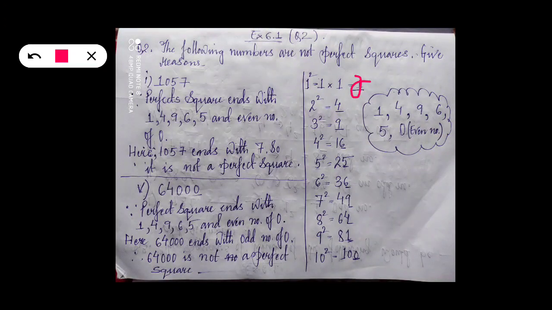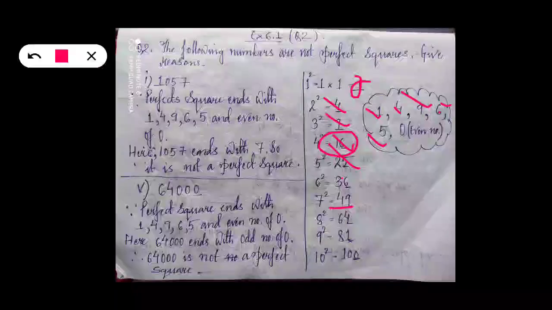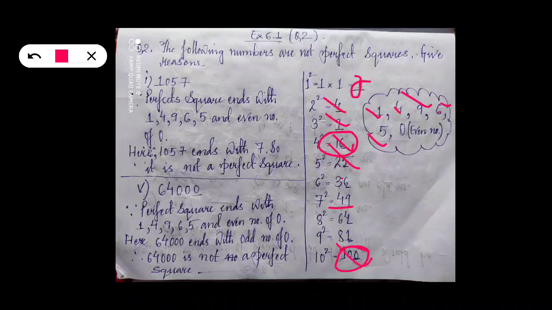This is 1 only, so we'll write 1. This is 4, we'll write 4. 9, we have written 9 here. Here it is 16, but we'll take only the unit digit, 6. 25, 5 is the unit digit, we'll write 5. Now see, 36, 6 we have already written, so we'll not write it again. 49, 9 we have already written. 64, 4 we have already written. 81, 1 again. And in 10 square we got 100, where 0 is in the unit place, so we have written 0. But mind one thing, what I have written here, even number of zeros.